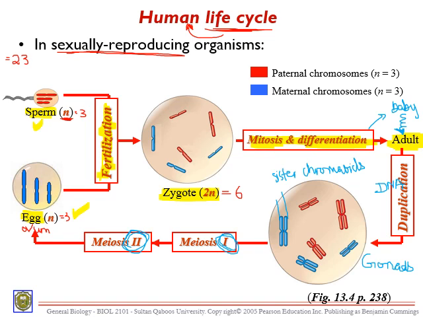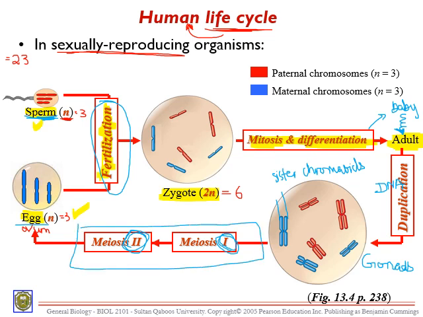Okay, so of course it depends. If it's a female, then it's going to produce an egg. If it's a male, it's going to produce a sperm. All right, so this is the human life cycle, and you can see that in the human life cycle, we have fertilization alternating with meiosis so that we can keep or maintain the chromosome number constant at 46.